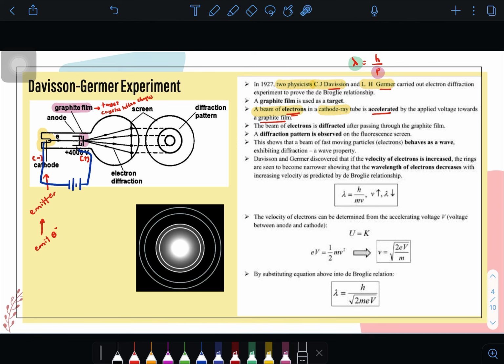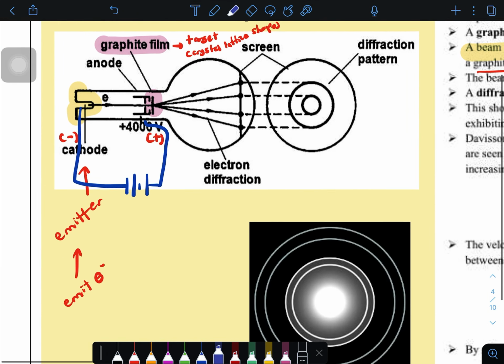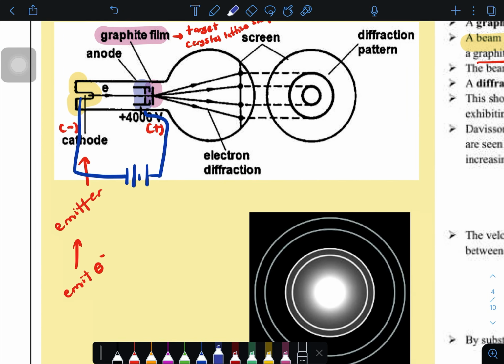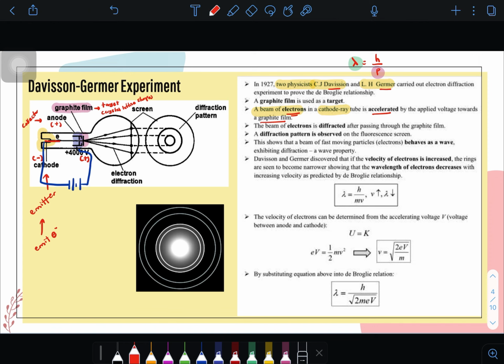So where is our electron goes? So electron akan pergi ke anode sebab anode here bertindak as a collector. So anode bercharge positif dan dia bertindak as a collector, as we learn in chapter 9. Okay, so the electron yang keluar daripada cathode, dia akan accelerate towards the graphite film.